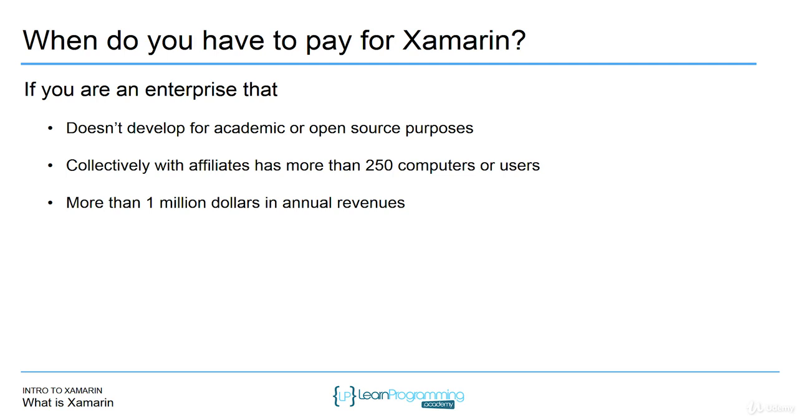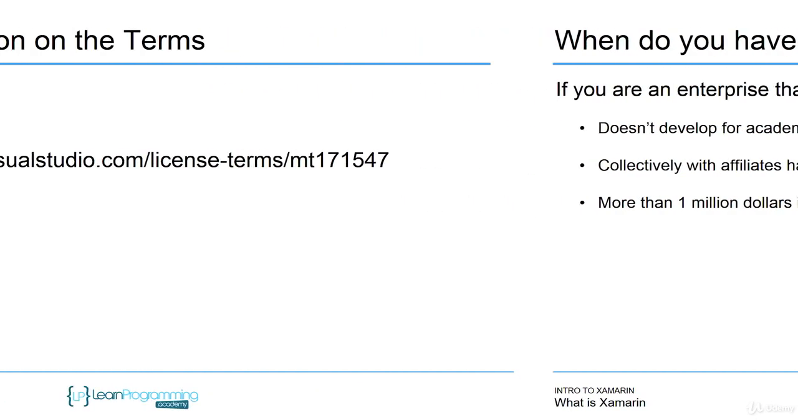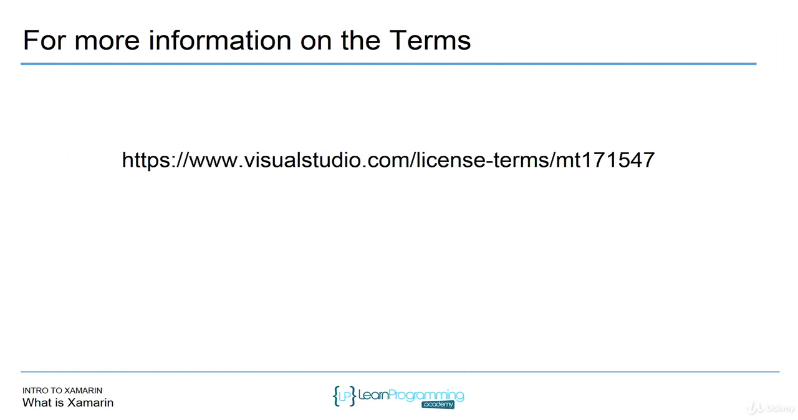Now, if you're an enterprise but are using Xamarin to build open source licensed applications, or are using Xamarin for training or academic research, you can still use Xamarin for free. So mainly you would have to be an enterprise by the definitions that we just said, not using Xamarin for these purposes, to have to contact Microsoft and pay them to use Xamarin. I suggest you go check the license terms for Visual Studio, which will allow you to understand in more detail when you have to pay for Xamarin, and you can do that in this link. This link is also going to be in the resources for this lecture.